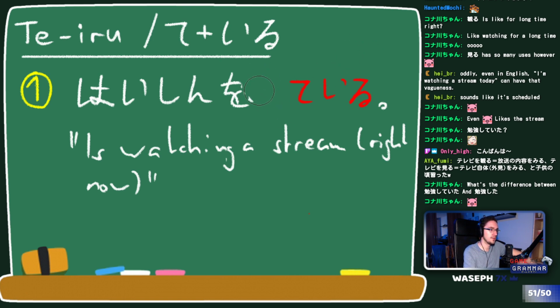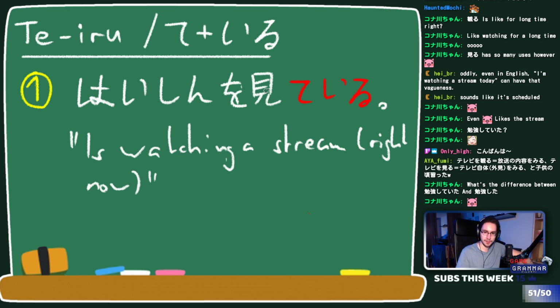And if you use テレビを見ている, that would be kind of like you're looking at the TV, even if it was off, right? You could still be looking at it. You're just looking at the TV. That's more the emphasis here. It's not a huge difference, and it does depend.